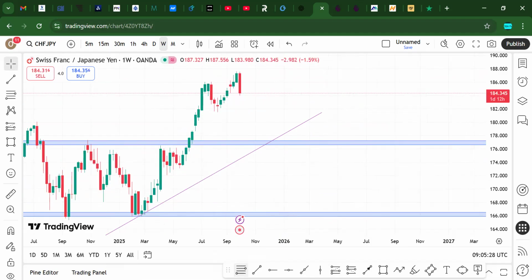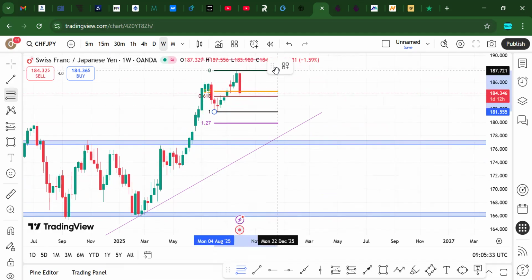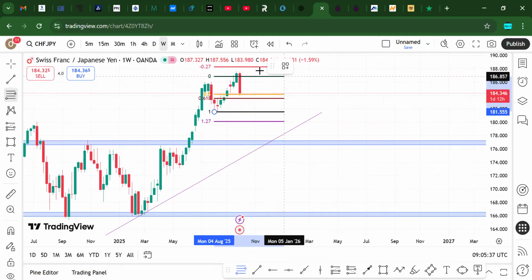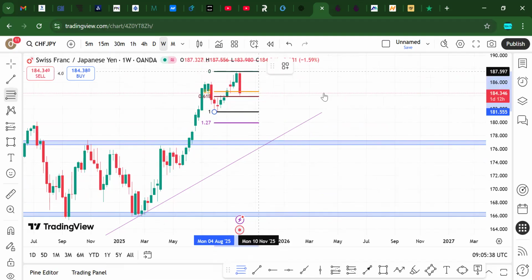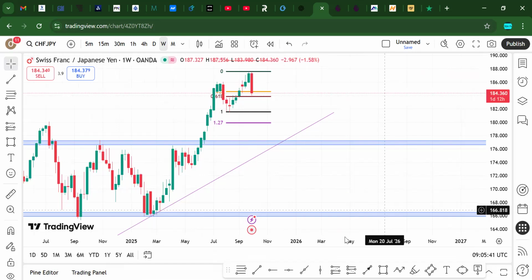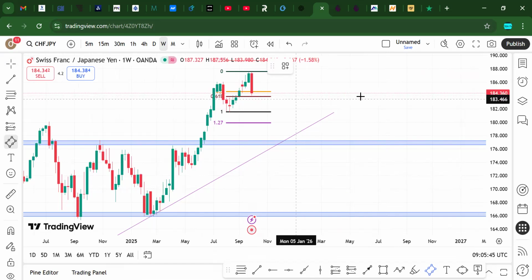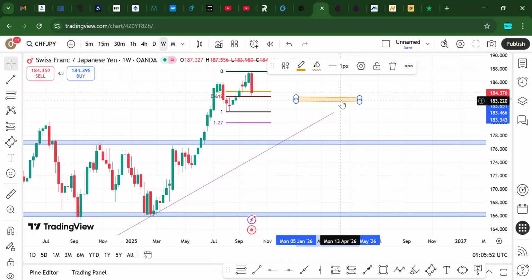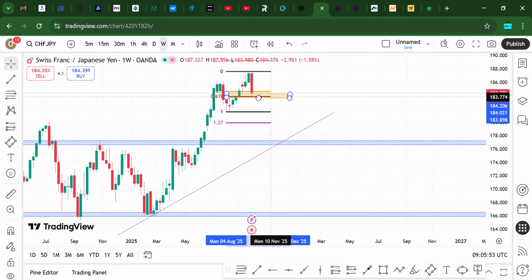I can impute my Fibonacci retracement tool from this swing low now to this swing high where the market is currently retracing. And then, of course, I have what I call the Fibonacci retracement golden zone, which, as I stated earlier, is a zone between the 50% or 0.5 and the 61.8% or 0.618 mark.